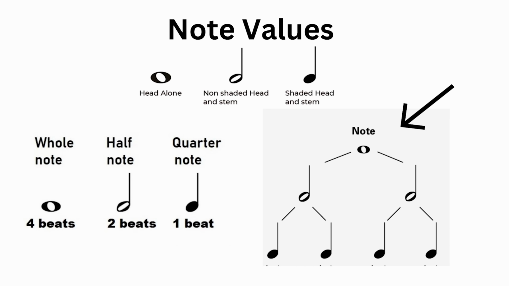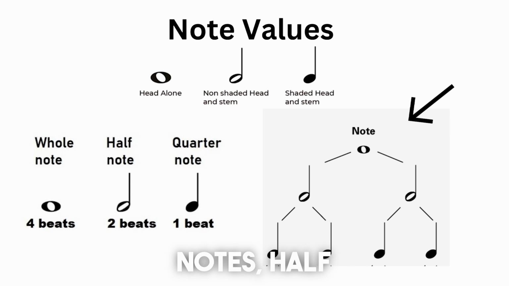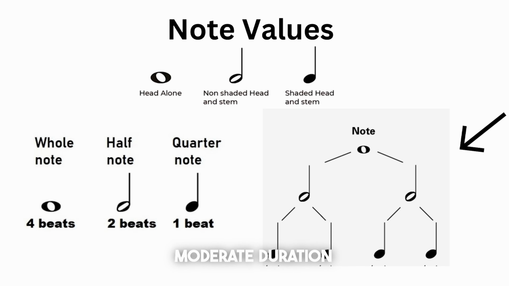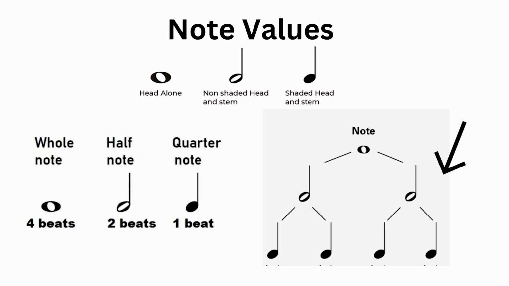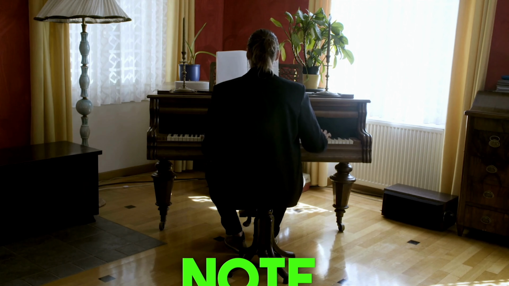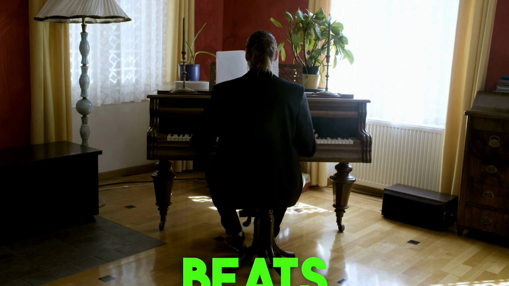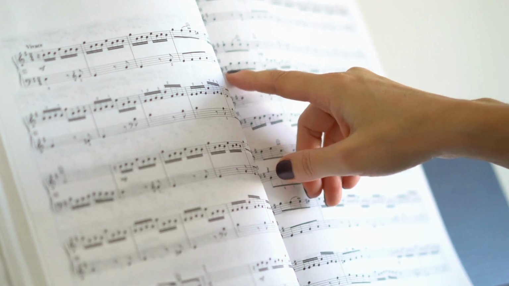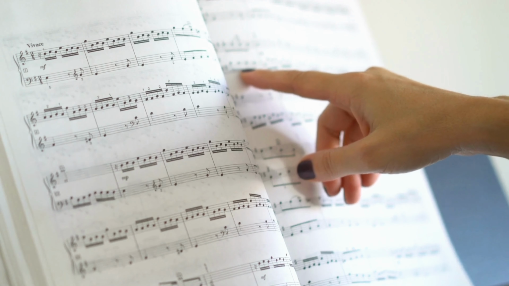In summary, whole notes represent long-held notes, half notes are of moderate duration, and quarter notes are the basic units of rhythm in music. By understanding these note values and their relationship to beats and measures, musicians can accurately read and perform rhythms in sheet music.